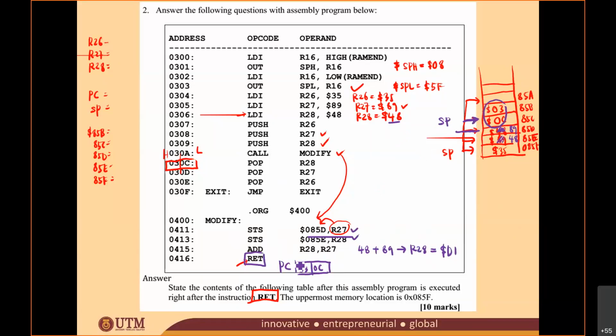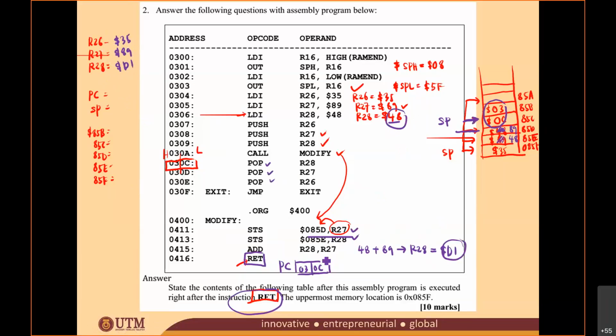And then next, do you need to do this pop, pop, pop? No need, because you need to stop until the instruction RET is executed. And then you give lah the value. So R26, what is the R26 value? 35. What about R27? 89. R28, okay, no longer 48 sebab kita dah dapat D1 tadi. So you put the D1.